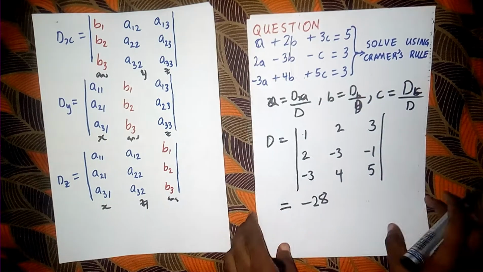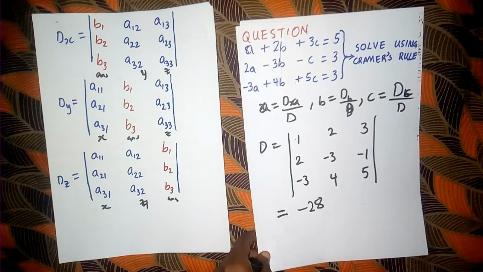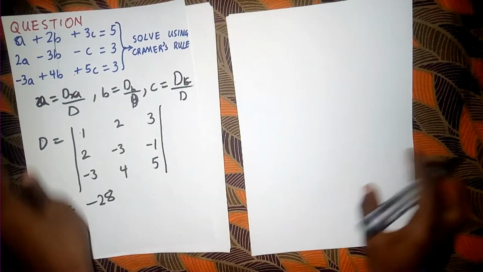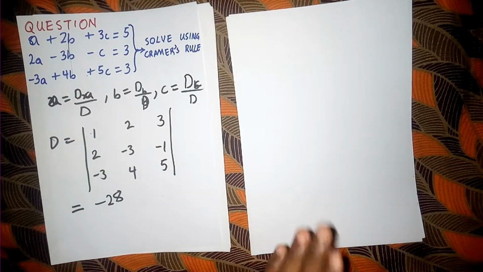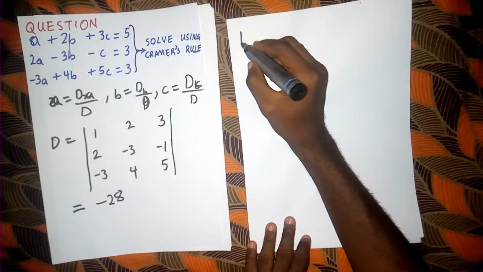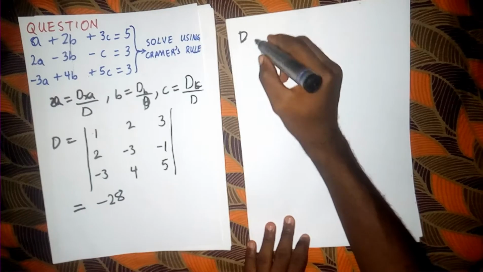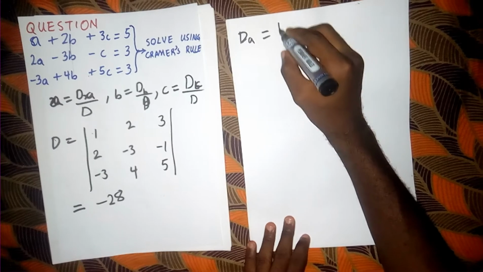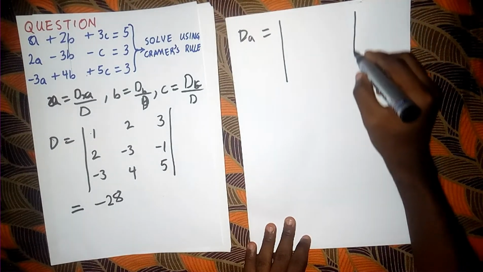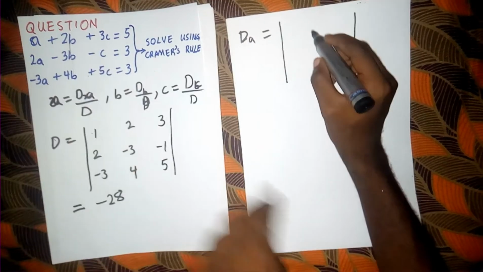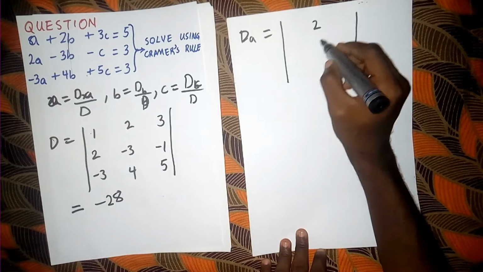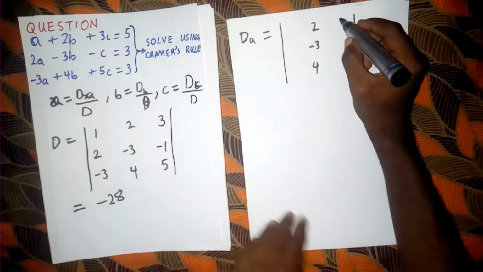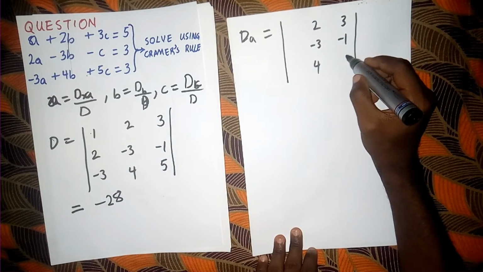Remember we are treating solution according to Cramer's rule. We are not treating determinants, so I won't be going into details about determinants. I'll post a link below about determinants we've treated. So this is it. Let me put the other ones now. We have 2, minus 3, 4, we have 3, minus 1, 5.